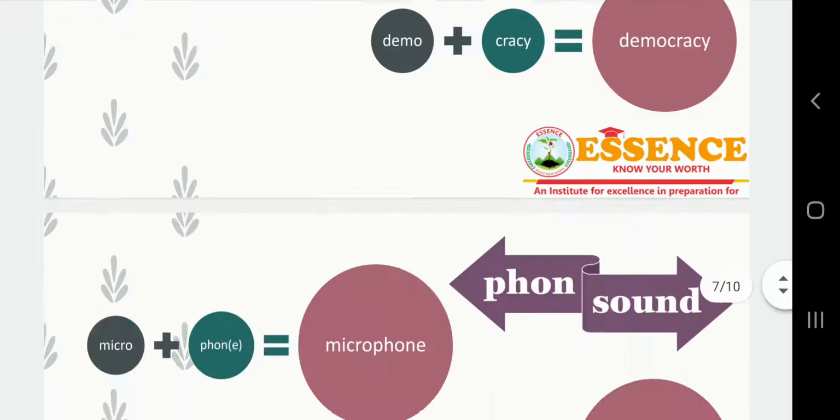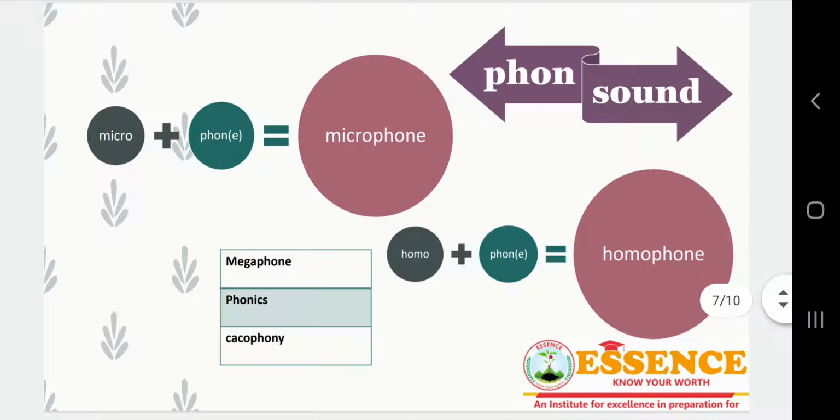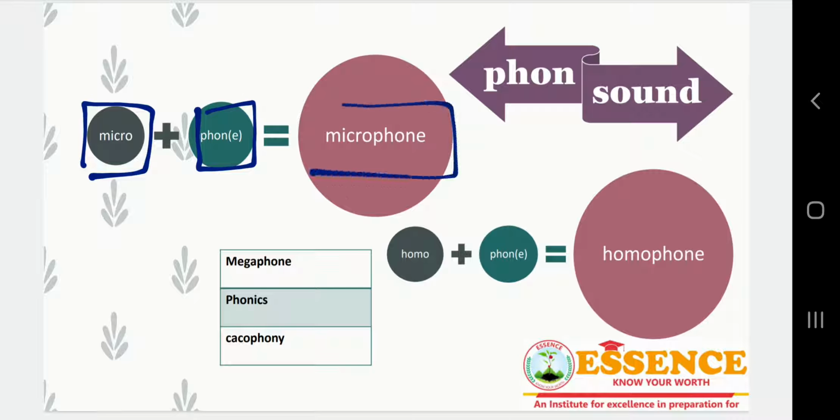Okay. Moving further, we have the next word, which is phone. What does phone mean? Phone means sound. So anywhere you encounter phone in your word, that means this has something to do with sound. So when we talk about the first word, it says micro plus phone. What is micro? Micro is anything very minute. So a minute device which helps to transmit sound, right? So that is called a microphone.